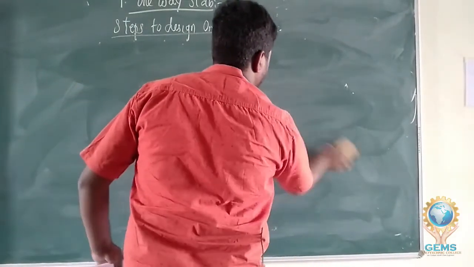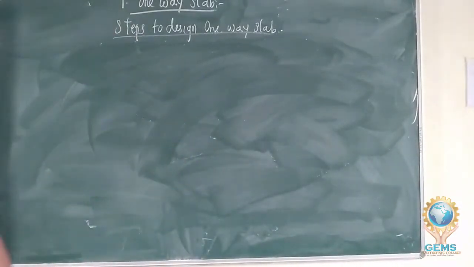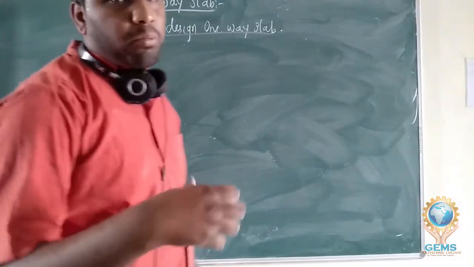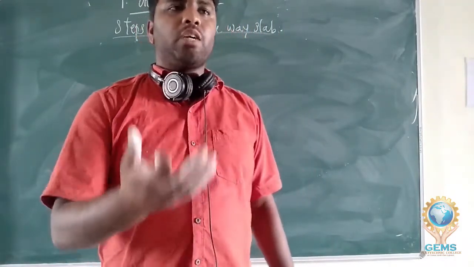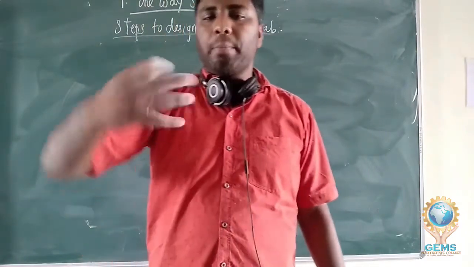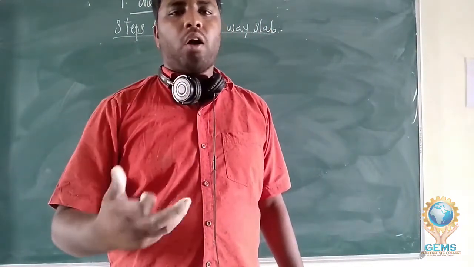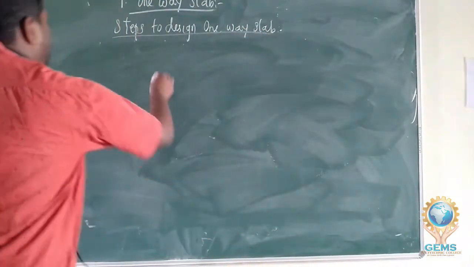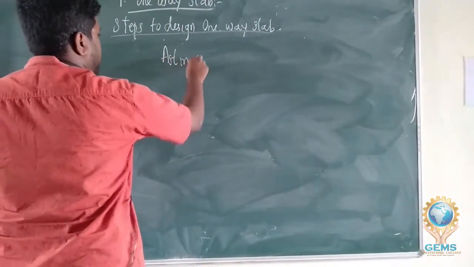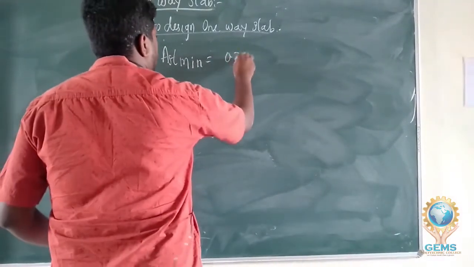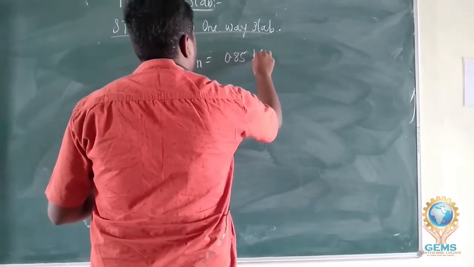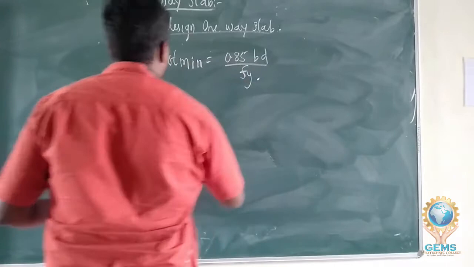Next step is you have to calculate the area of steel AST minimum and AST maximum, the minimum area of steel provided and maximum area of steel provided. Why you are checking is to see whether the AST you got in step number 6 is correct or not. In order to check that, you have to calculate AST minimum. You will understand when we are doing the problem. 0.85 B into D divided by Fy. This is the formula for calculating AST minimum.